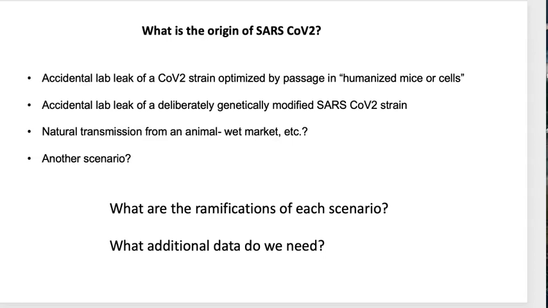What additional data do we need? Well, the main thing that we would need is some kind of missing link discovery. We know that SARS-CoV-1 has jumped from civet cats by way of bats into the human population. And we also know that MERS occasionally jumps from camels into the human population. And so something similar, a similar scenario with SARS-CoV-2 would obviously go a long way to supporting the natural transmission hypothesis.